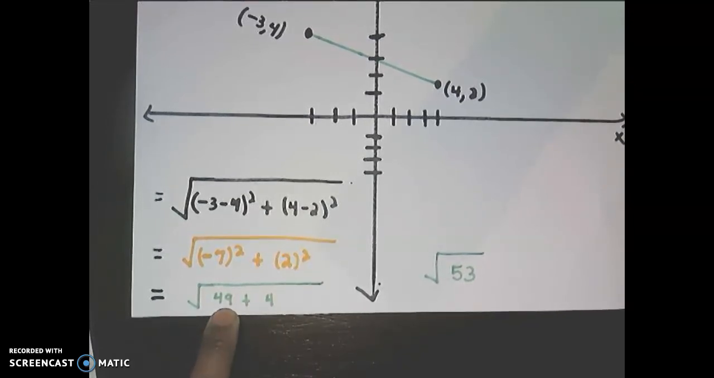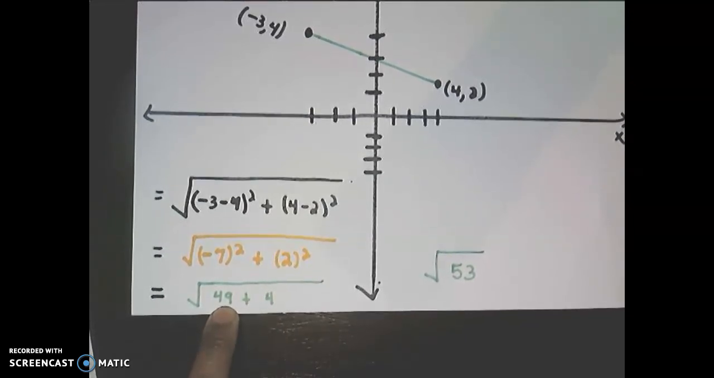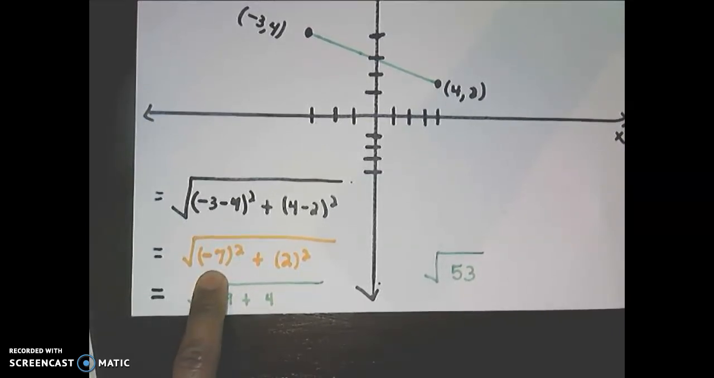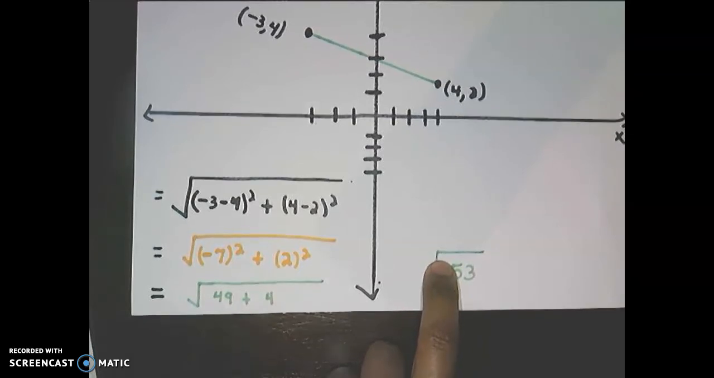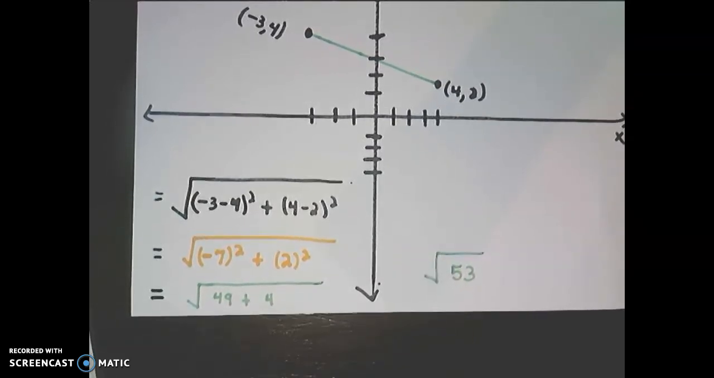Now remember, when we square a negative number, it's going to be positive. So that's just a negative 7 times a negative 7. So a negative times a negative is a positive. So that gives us a positive 49. And 2 times 2 is going to give us 4. So we add those together. That's going to give us 53. So the distance of this line segment is going to be the square root of 53. So this is our answer, and we are done.